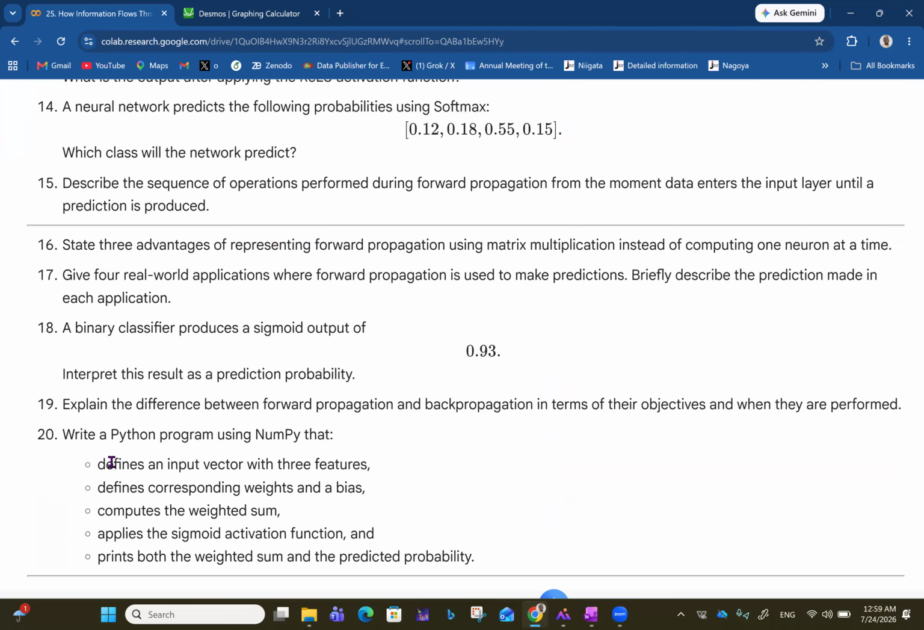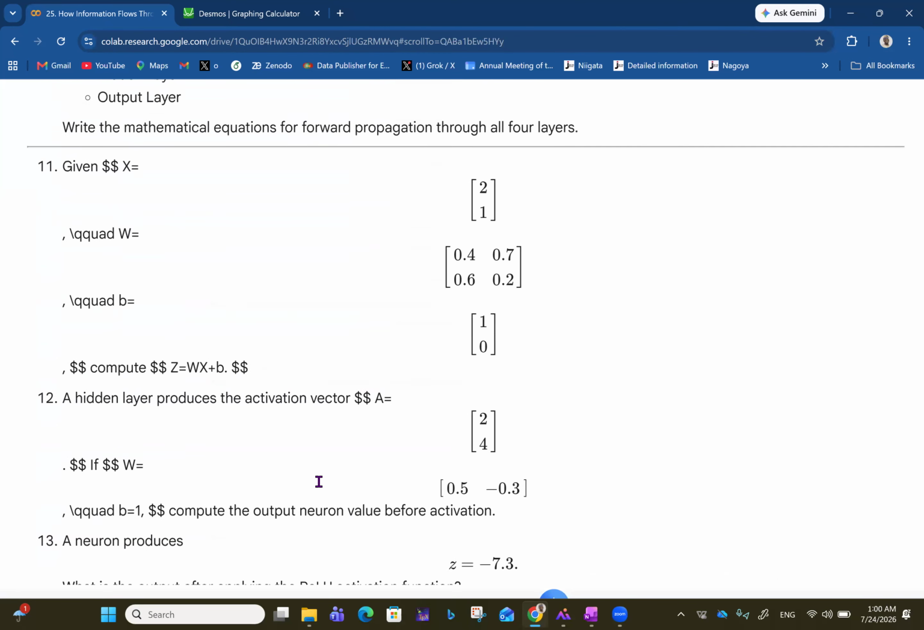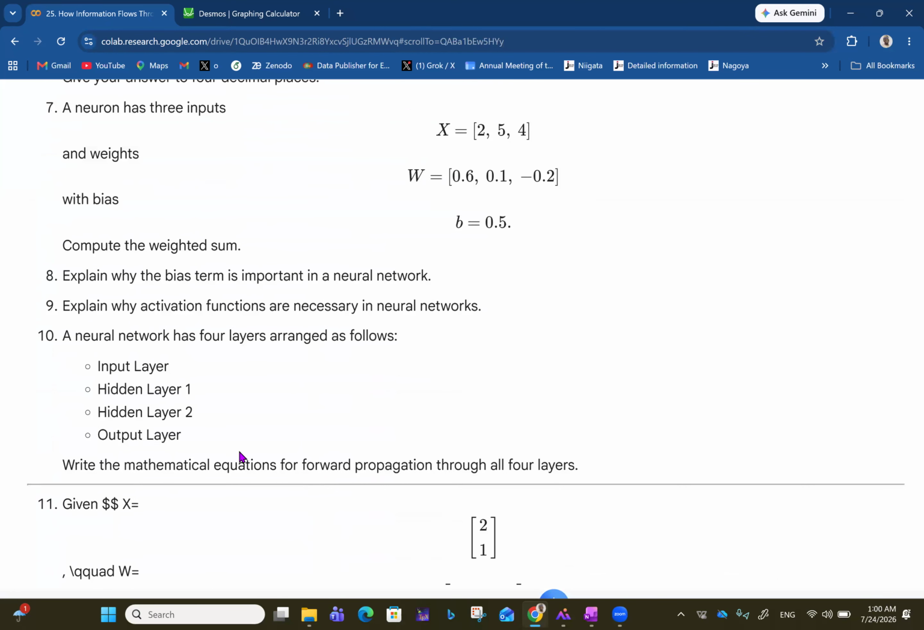So I was supposed to answer this. Write a Python program using NumPy that defines an input. Okay, I think it's better. I don't even worry myself about this. So I think it's good if I do 10 so you can understand the whole concept. I mean, we did something like that before in the notes. So let's go ahead and answer questions 7 and 10 now.